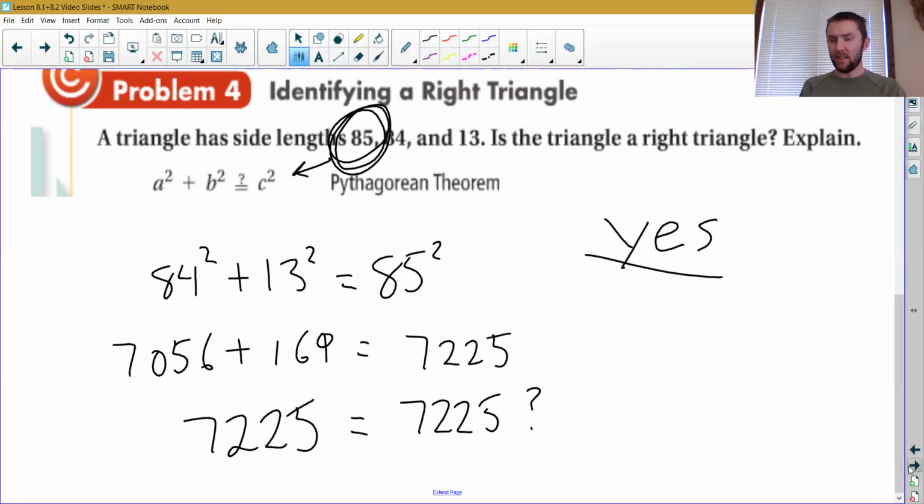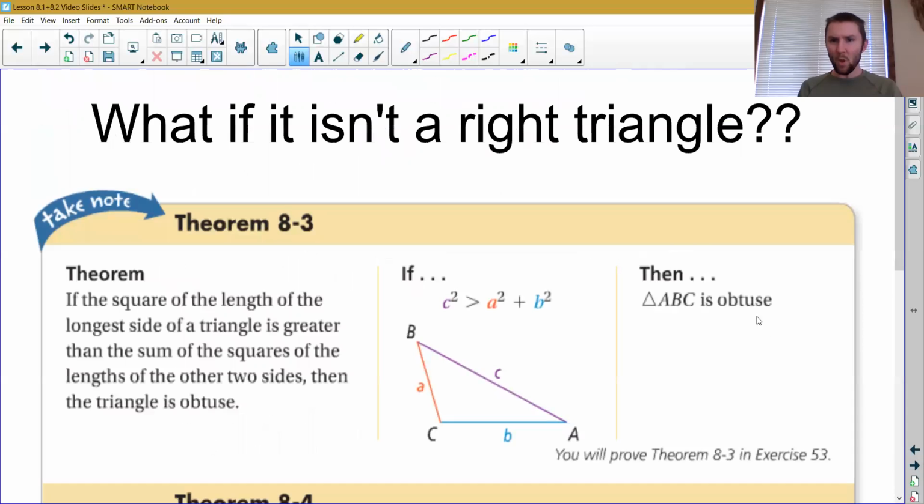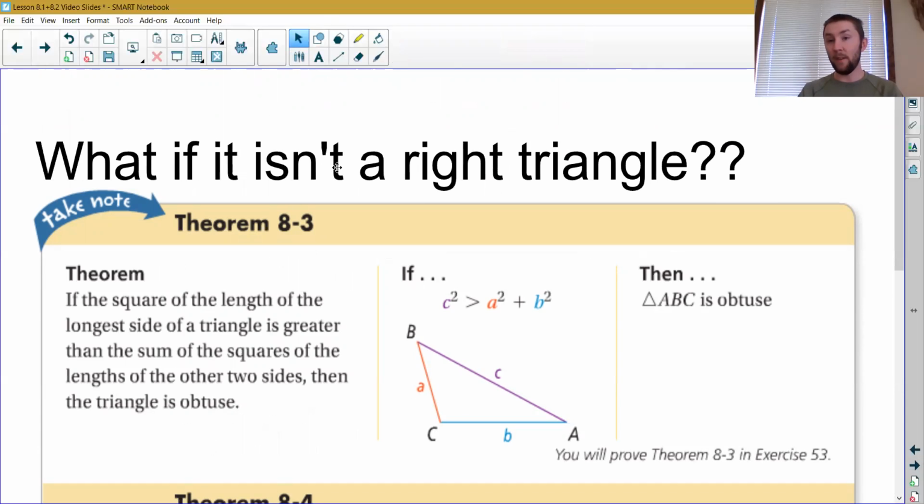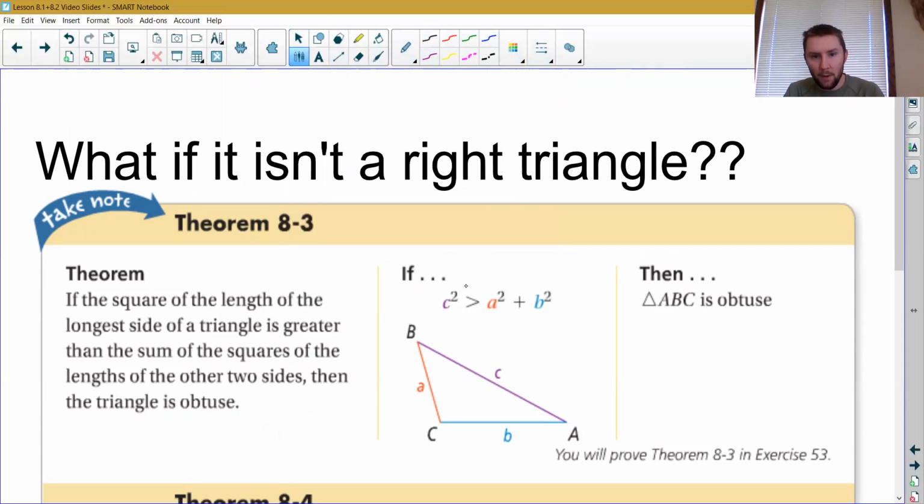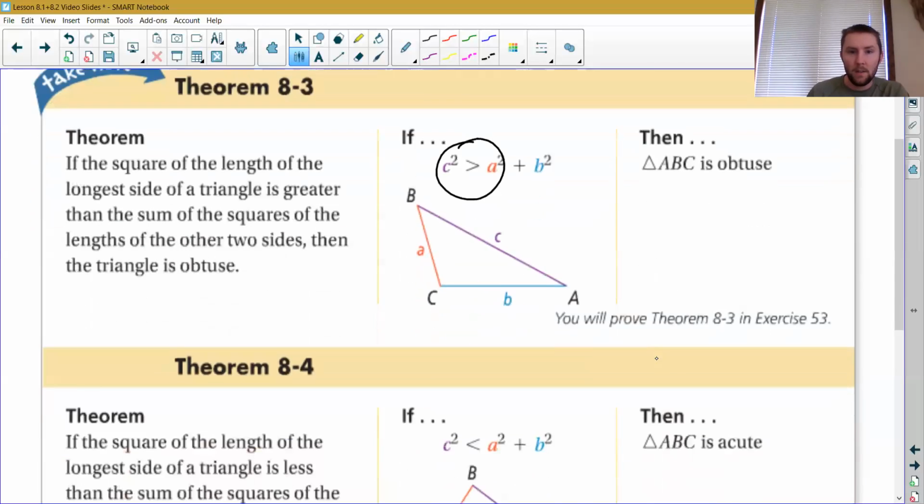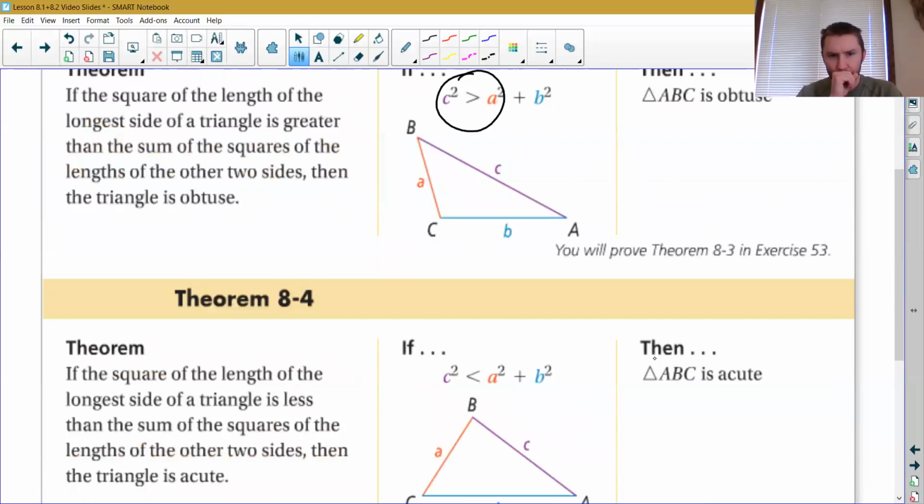Now, the other extension for us is what happens if it's not a right triangle? Okay, what if it isn't a right triangle? Well, then we end up with these two other theorems, which are sometimes called the Pythagorean inequalities. Okay, Pythagorean inequalities, and the reason they're called that is because it turns the Pythagorean theorem into an inequality with this greater than or less than symbol. Okay, and there are sort of two versions of this.